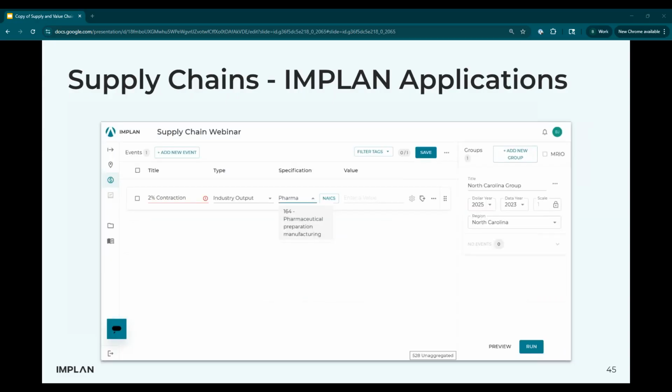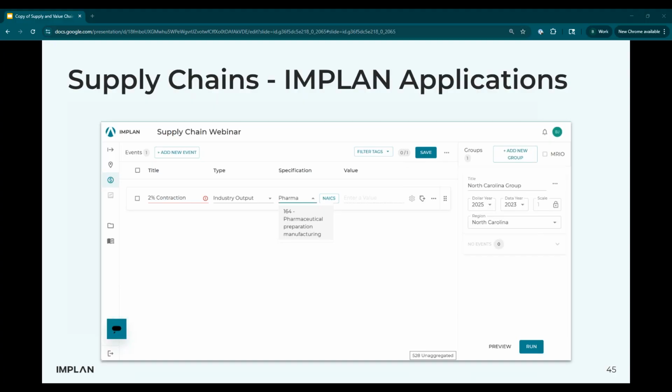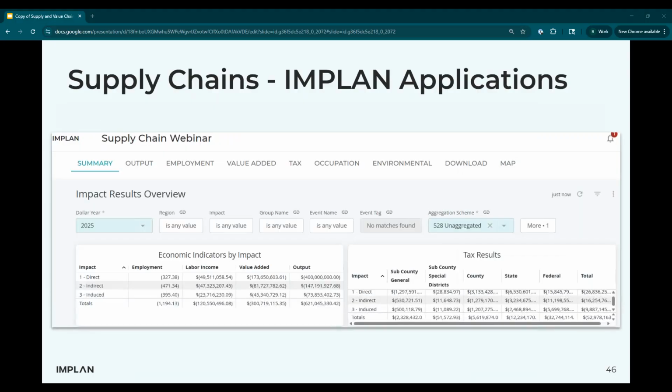Well, we want to move to an example with an impact. What we want to look at is what a 2% contraction in the pharmaceutical preparation manufacturing industry in North Carolina would look like. This is one of the key industrial consumers of biological products. So those biological products likely have a generalized tariff on them. So what we're going to do is run a 2% contraction in that industry using industry output, run it through the model.